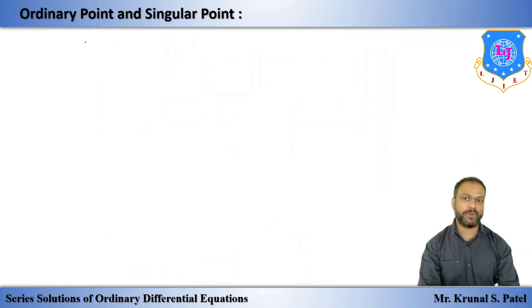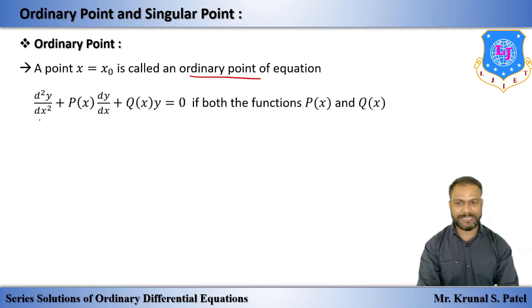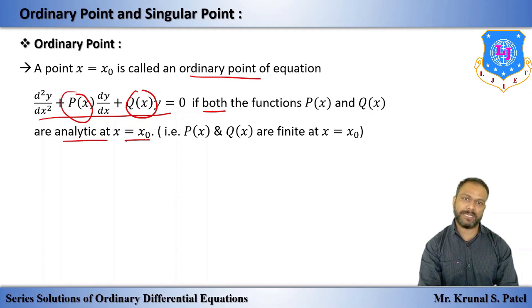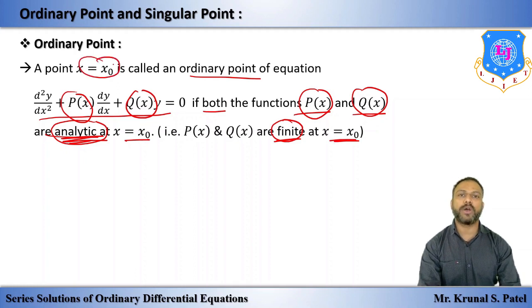Now, first the definition of ordinary point. A point x is equal to x0, where x0 may be any real number or, in some cases, any complex number, but we'll just consider any number. A point x is equal to x0 is called an ordinary point of equation number 2, which we already derived, if both the functions P of x and Q of x are analytic at x is equal to x0. Just write down analytic, but in your mind you have to remember finite. So if P of x and Q of x both are finite at x is equal to x0, then this point is called an ordinary point.